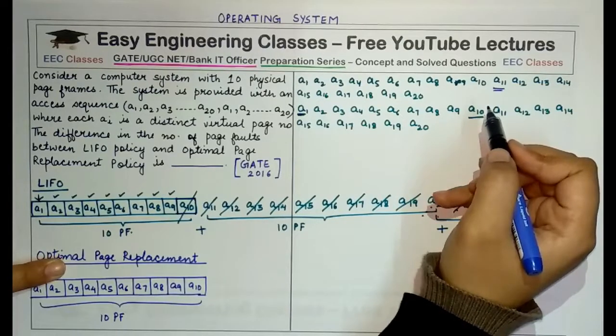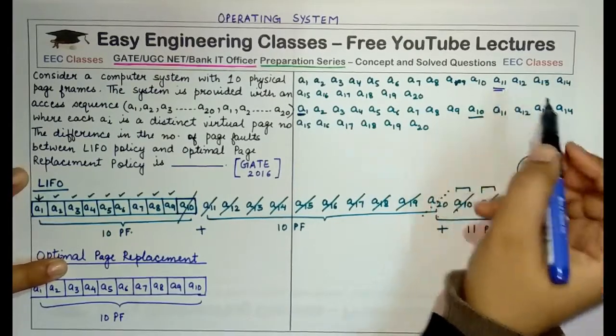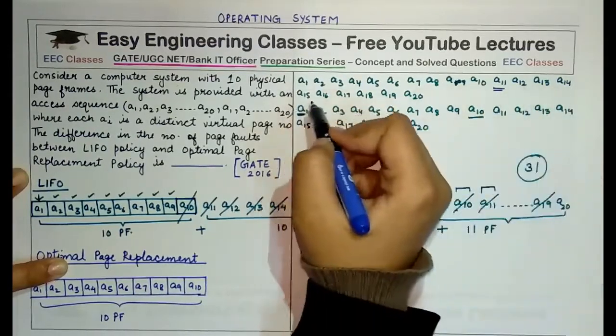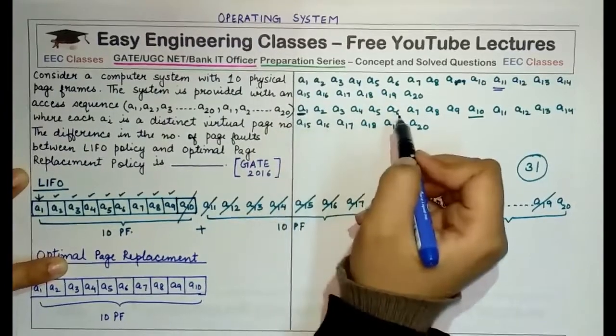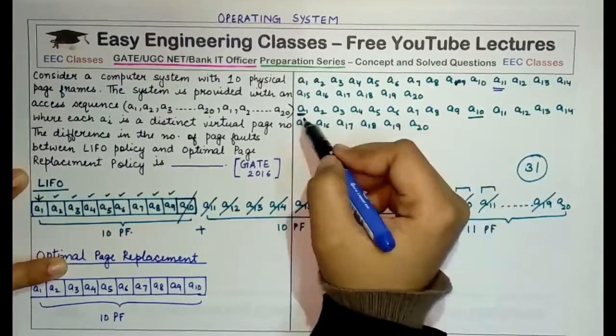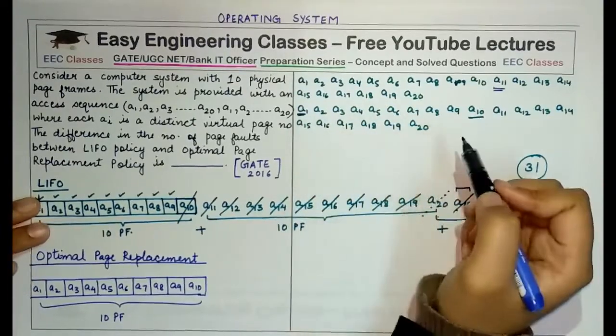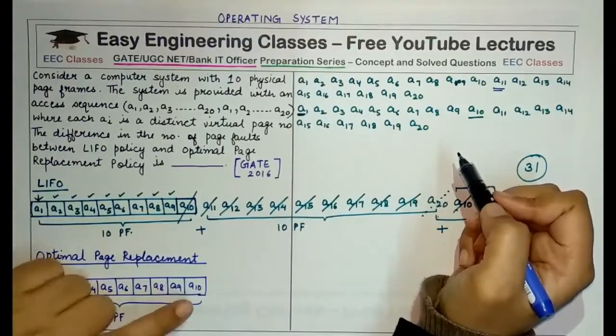Optimal page replacement. Optimal page replacement says that we should see the future. That means see to the right which pages would be required in the future and select the page that would be used at the farthest point of time in this sequence. So we have pages A1 to A10.